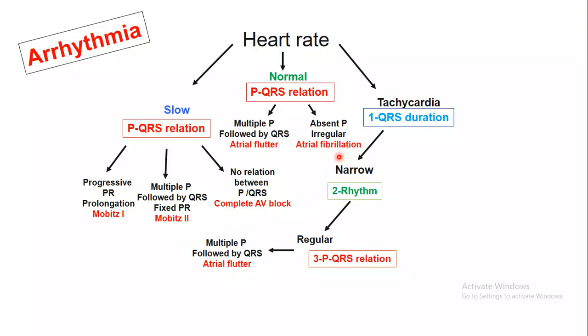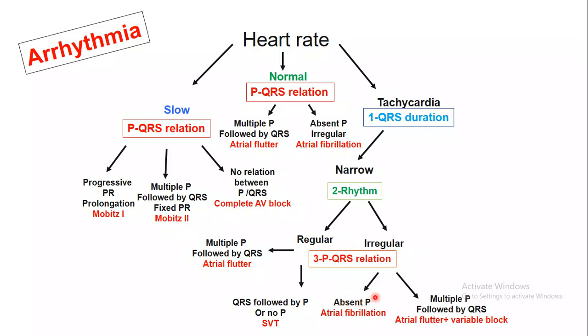If we have multiple P waves followed by QRS complex, this will be atrial flutter. Again, if we have QRS followed by P wave or no P wave at all, this will diagnose supraventricular tachycardia or SVT. If we have irregular rhythm, then if there is no atrial activity, this will be atrial fibrillation. If we have multiple P waves followed by QRS complex, this will be atrial flutter with variable atrioventricular nodal block.